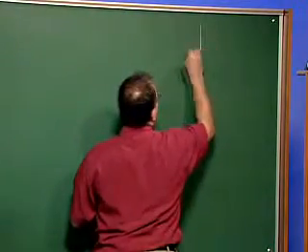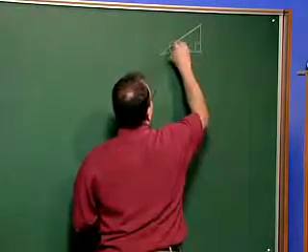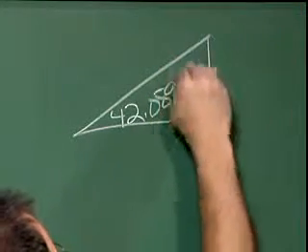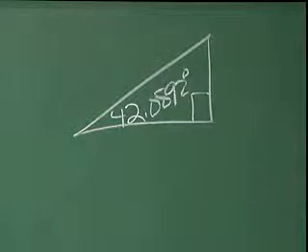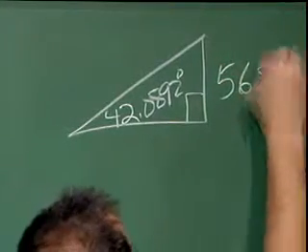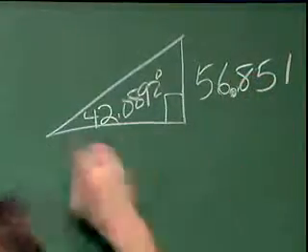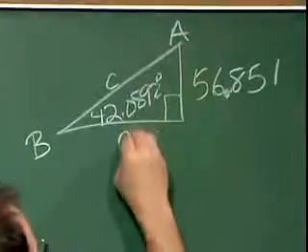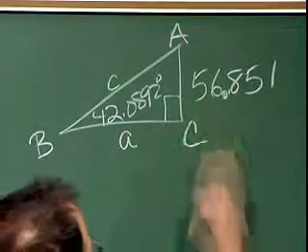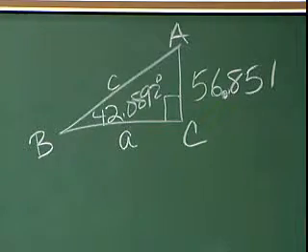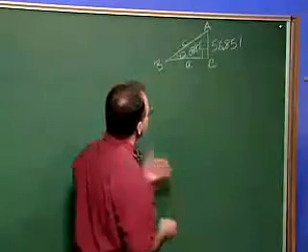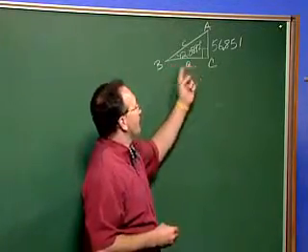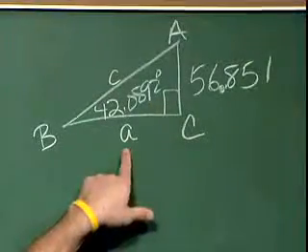It's a right triangle, and we know that this angle is 42.0892 degrees. And we know that the side is 56.851, and this was B. Of course, we know that's C. This is angle A, so that's side A, and this would be angle C, which we already know is, of course, 90 degrees.